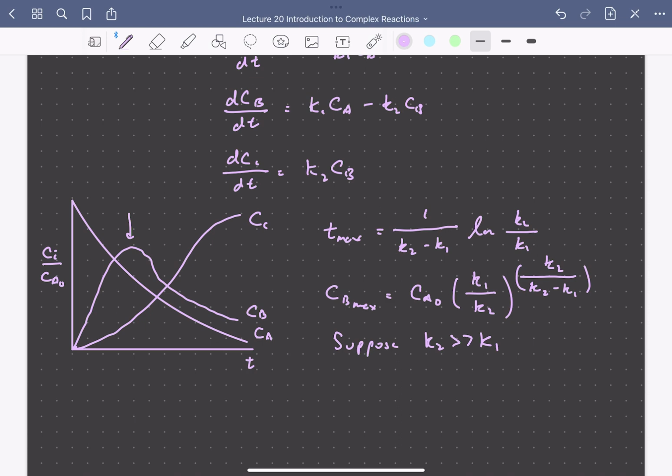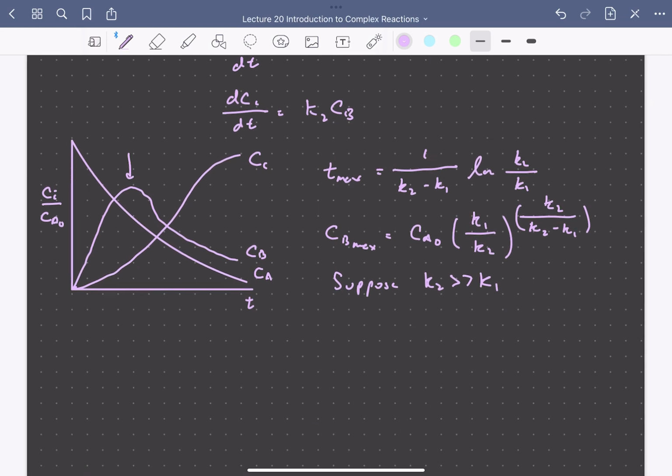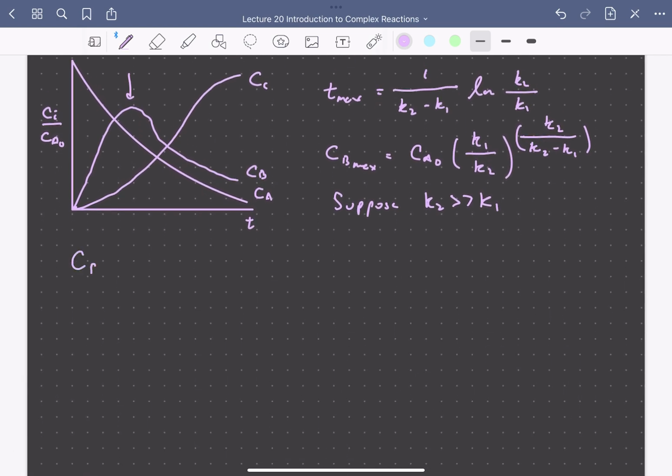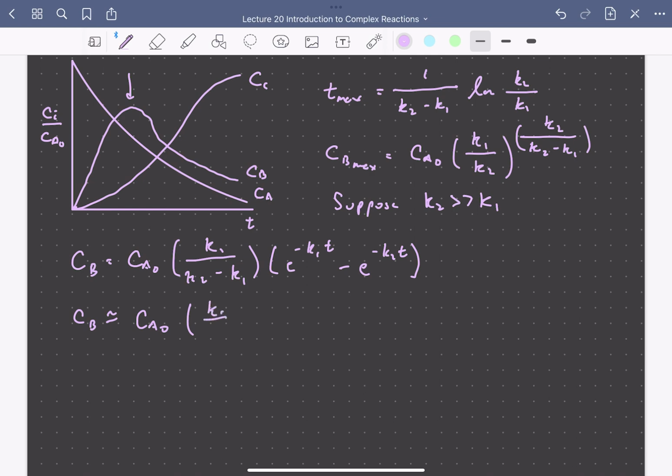So this would simplify our concentration profile for B from something that looks like this. So Cb being equal to Ca naught times K1 over K2 minus K1 times e to the minus K1t minus e to the minus K2t. So here, if K2 is much, much greater than K1, we can approximate Cb as Ca naught times the ratio of K1 over K2 times e to the minus K1t.